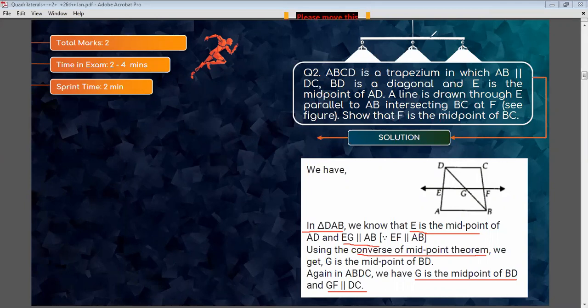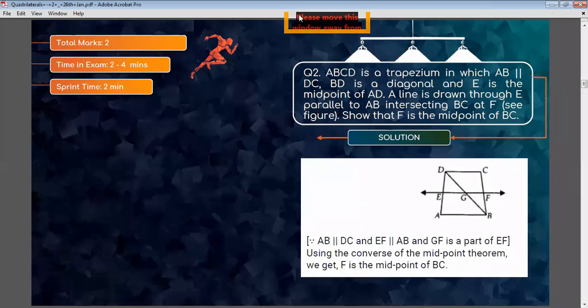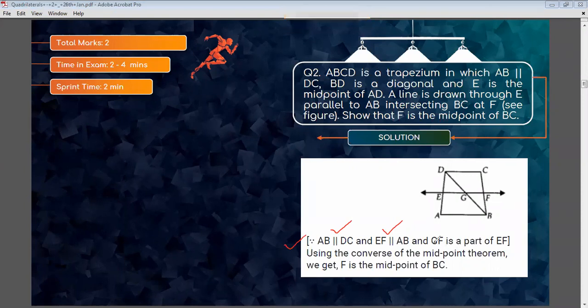Done this slide? Let's move to next. So again, since AB is parallel to CD and EF is parallel to AB, GF is a part of EF. So using the converse of midpoint theorem, we get F as the midpoint of BC, because GF is the part of EF.